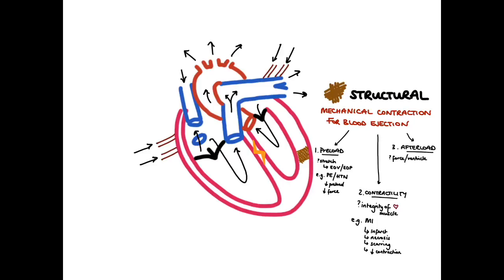Afterload is defined as the force against which the heart must contract, in other words, the ventricular wall stress. An aortic valve stenosis or cardiac tamponade, which increases the pressure against which blood must flow, will increase that afterload, decreasing the stroke volume.